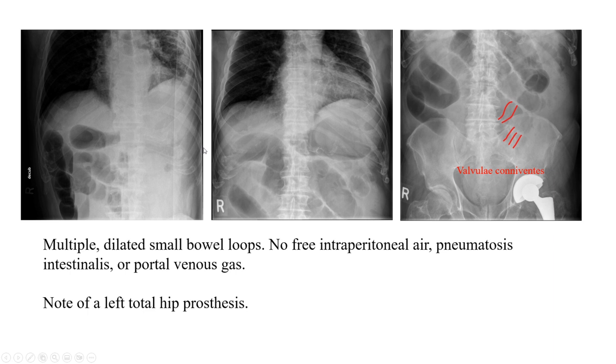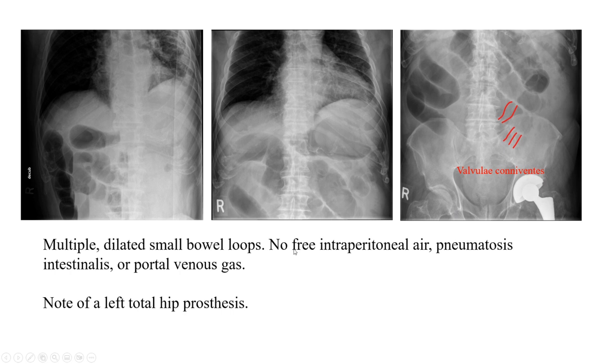Here we're presented with 3 radiographs of this patient. On radiograph, we can see that there are multiple dilated small bowel loops. And we know that these are small bowel loops because the dilated loops contain these linings that go through the entirety of the bowel. These are called valvulae conniventae, which is a signature for small bowel loops.